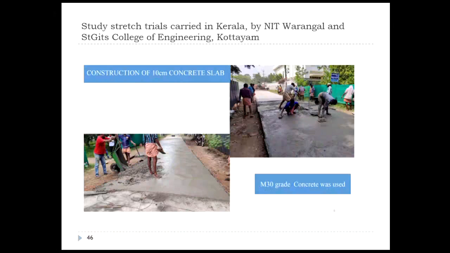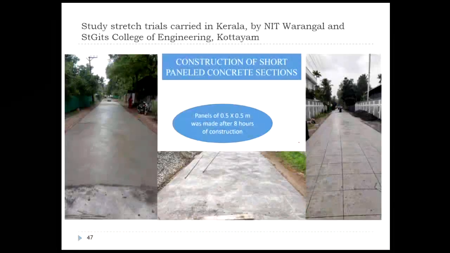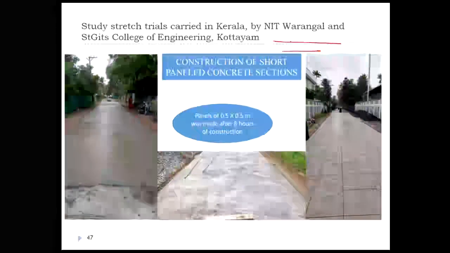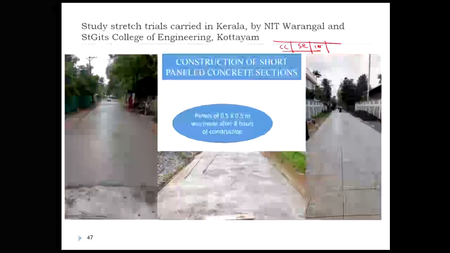So they had a practice of going for a 10 centimeter concrete slab placed above compacted subbase layers or compacted granular layers. So this was the conventional stretch, and the second stretch was basically a short panel concrete pavement. So we had sections one after the other. This is conventional concrete, and we had a short panel concrete. We also had interlocking block pavement, and self-fill concrete pavements.